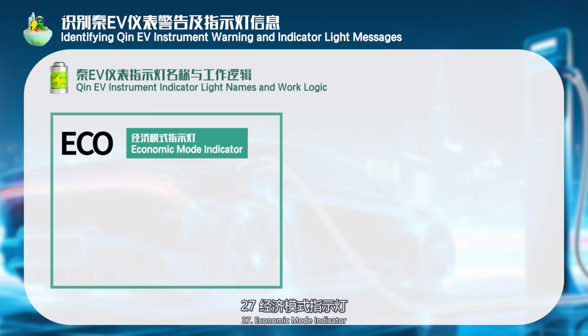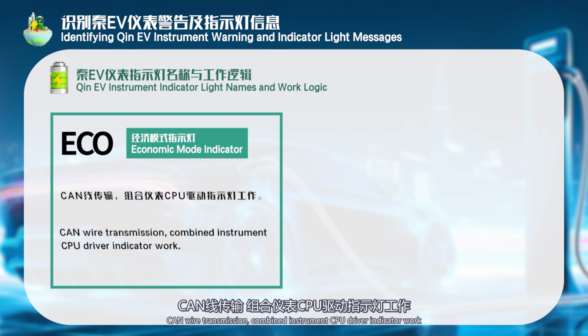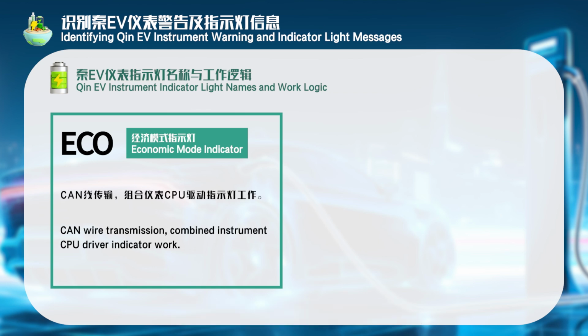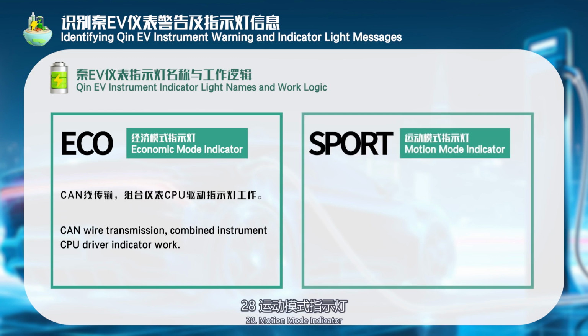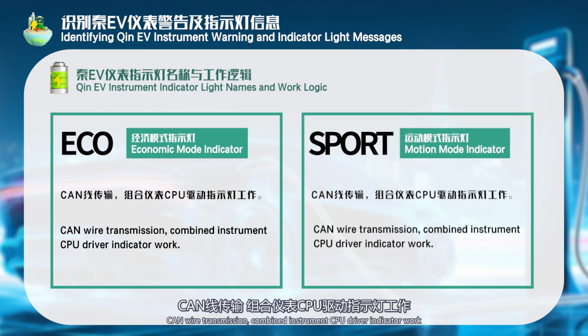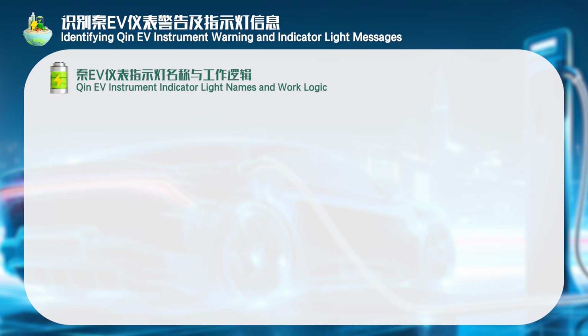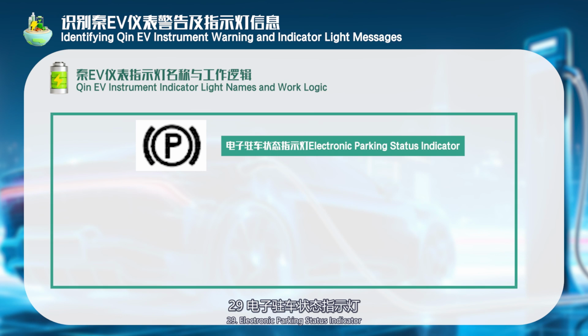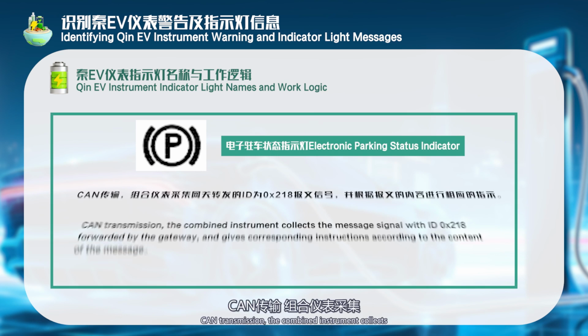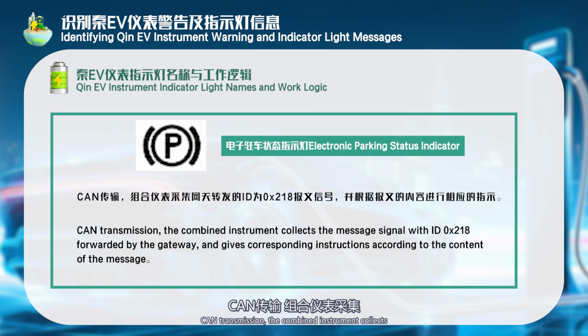27. Economic mode indicator. CAN wire transmission. Combined instrument CPU drives the indicator to work. 28. Motion mode indicator. CAN wire transmission. Combined instrument CPU drives the indicator to work. 29. Electronic parking status indicator. CAN transmission. The combined instrument collects the message signal forwarded by the gateway and gives corresponding instructions according to the content of the message.